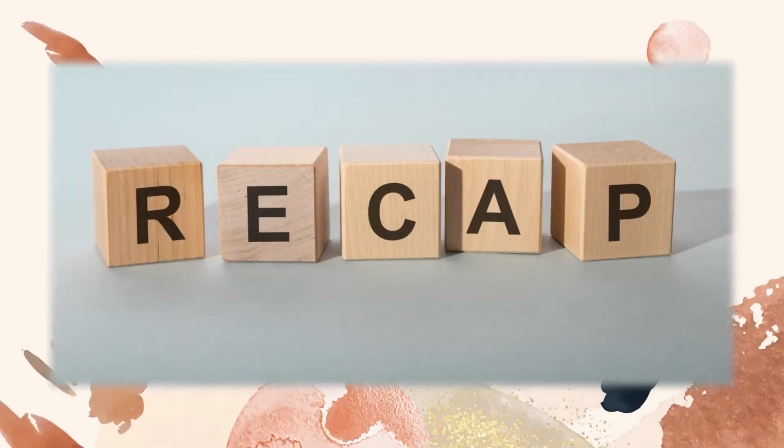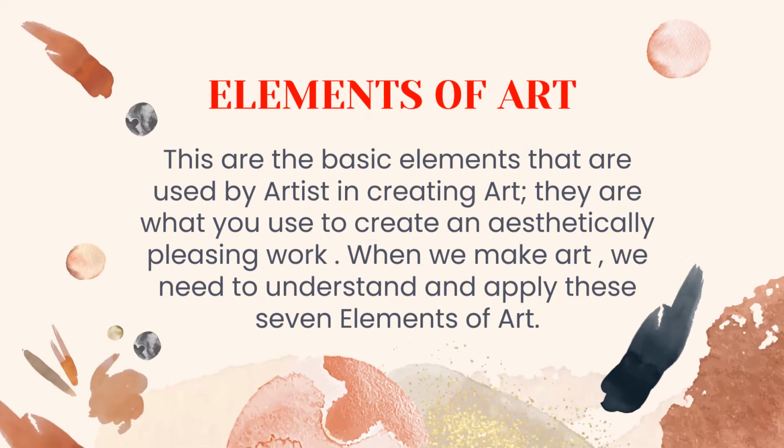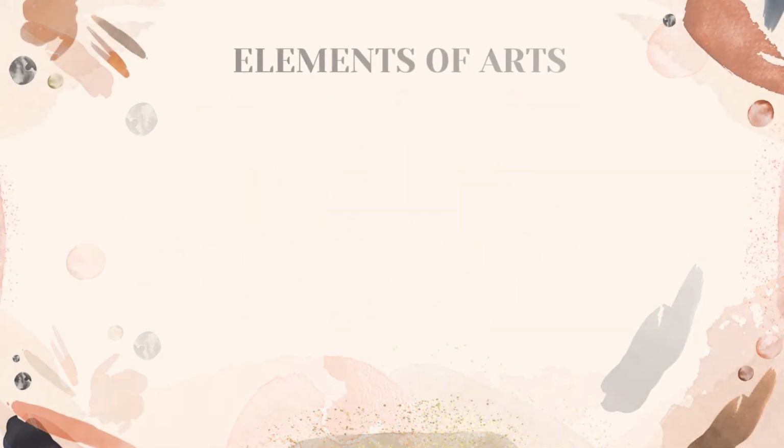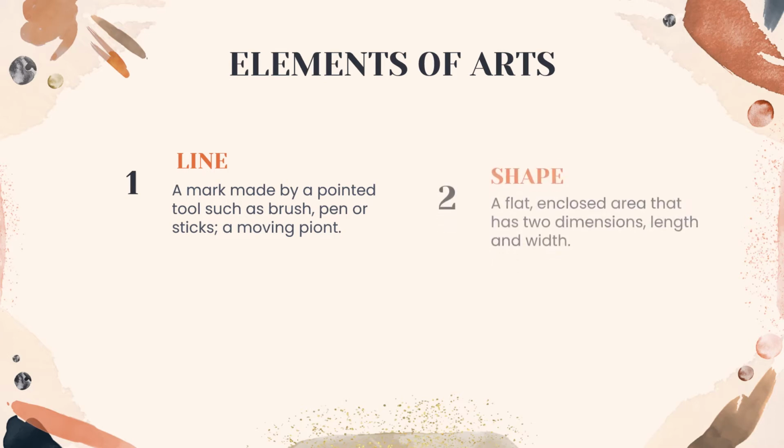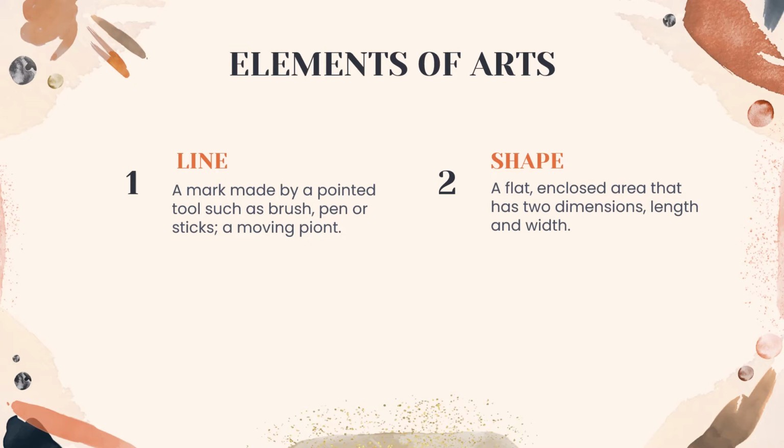Now, let's have a recap. What are the elements of art? Elements of art are the basic elements that are used by the artist in creating art. They are what you use to create an aesthetically pleasing work. When we make art, we need to understand and apply these 7 elements of art. First, we have line, a mark made by a pointed tool such as a brush, pen, or stick, or what we call a moving point. Next, we have shape, a flat, enclosed area that has 2 dimensions, length and width.